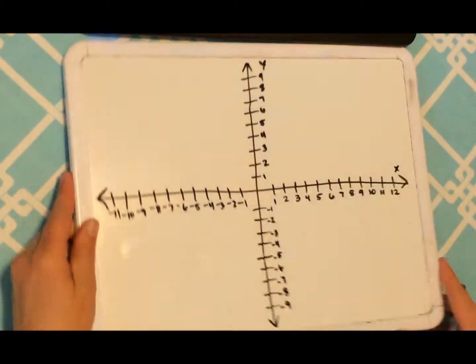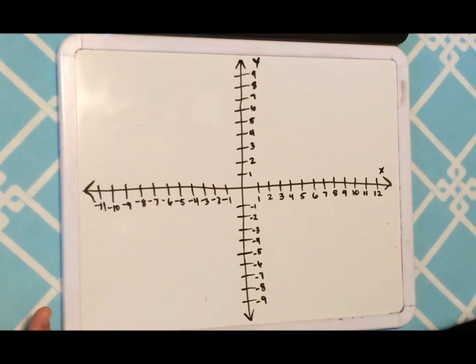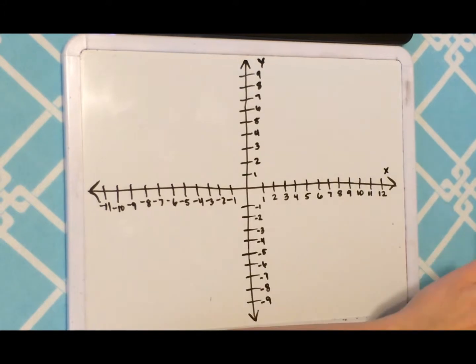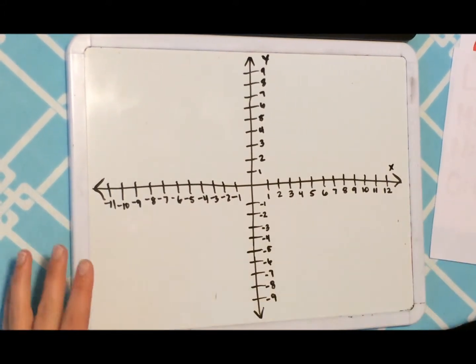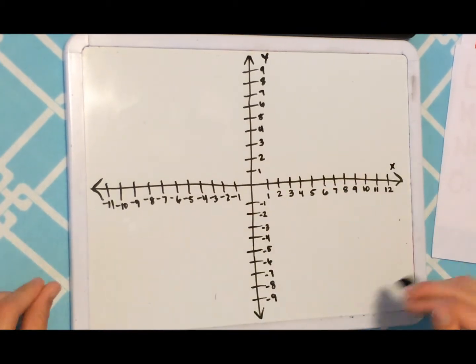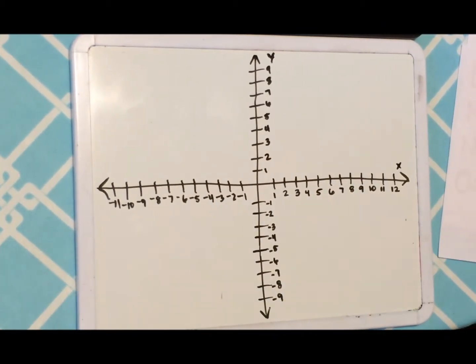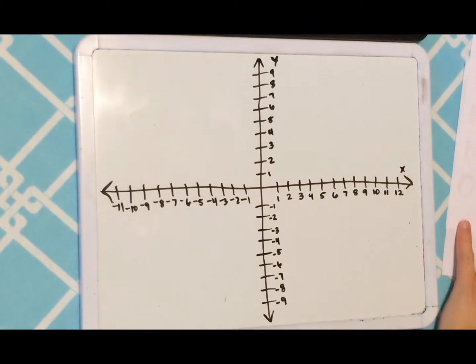So that's what we're going to do. I have written out some ordered pairs and we're going to plot them. And when we plot them, you can make designs with your ordered pairs. So let's see what design we'll make today.